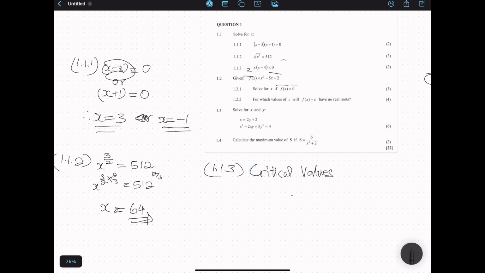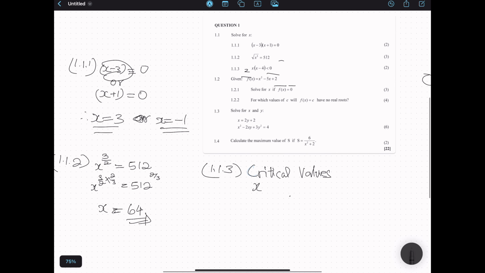So our critical values in this case are x is equal to 0 or x is equal to 4. When you simplify this you can see x is equal to 0 or x is equal to 4. When you take the minus 4 to the other side, it's going to give you 4, right? Then we are given that it's less than 0, so in this case it's not inclusive. We're going to have 0 is less than x, and 4 is greater than x.